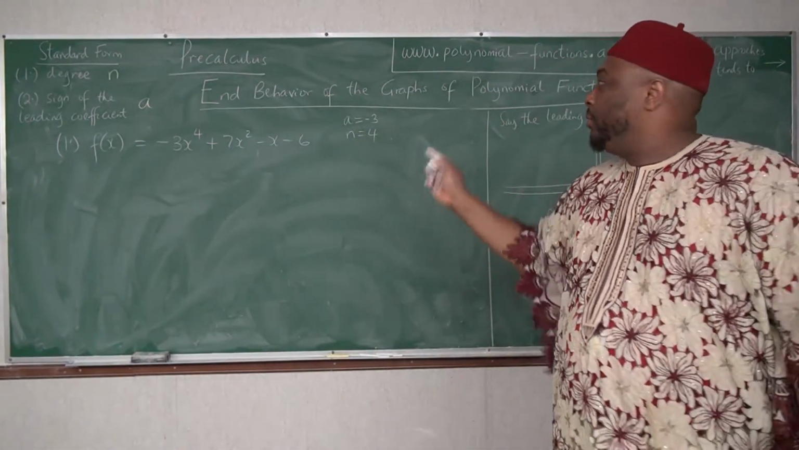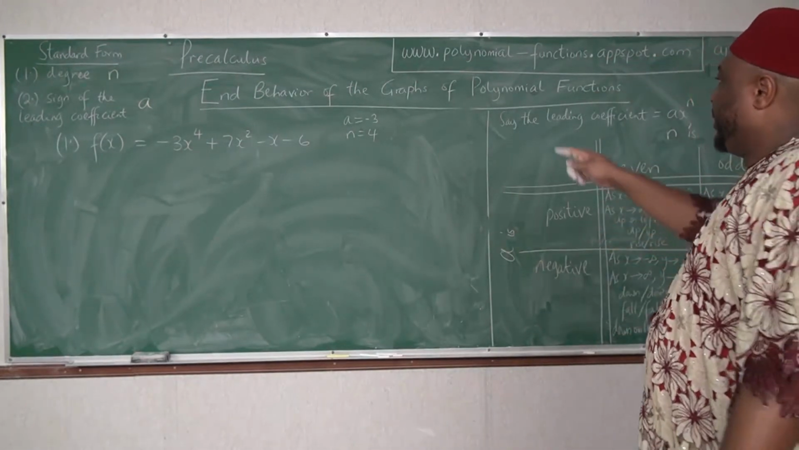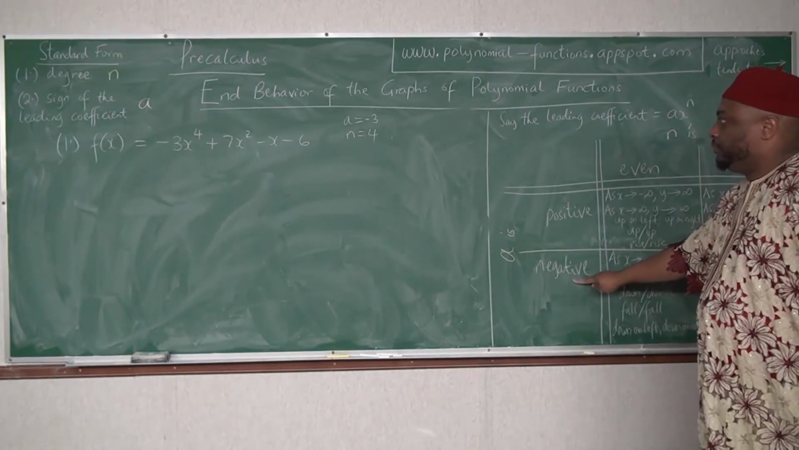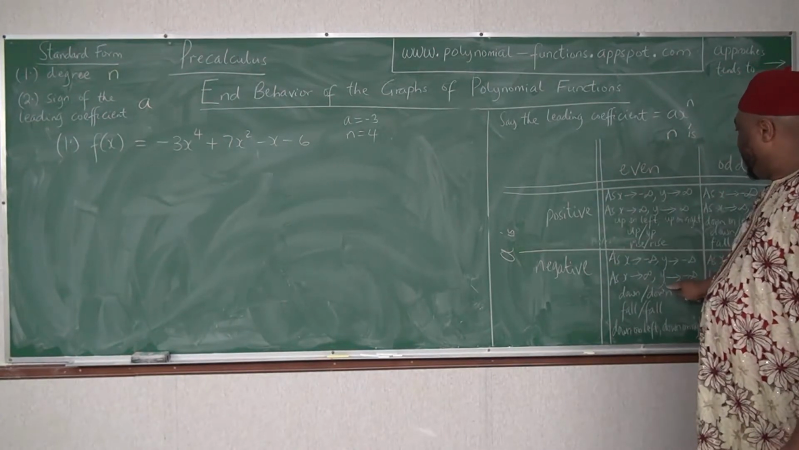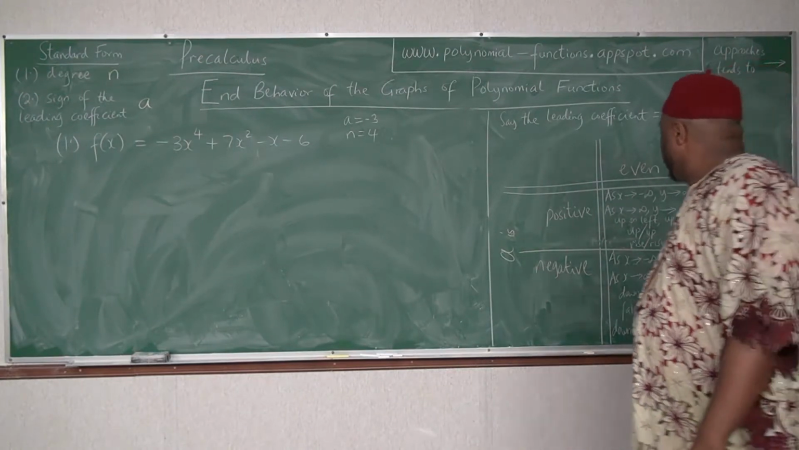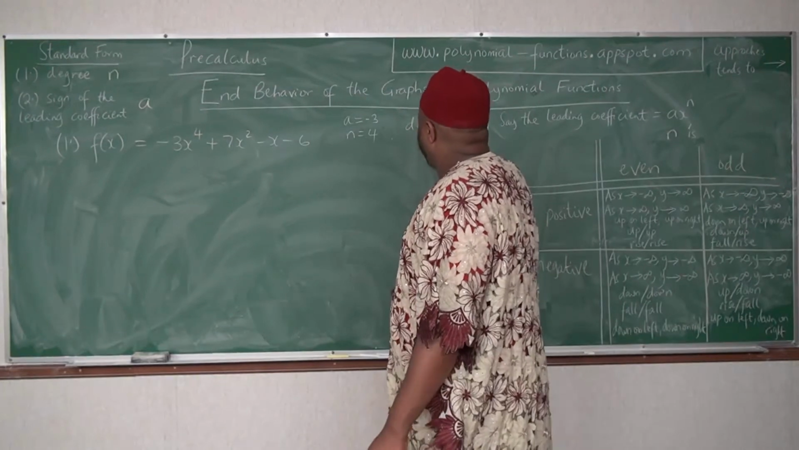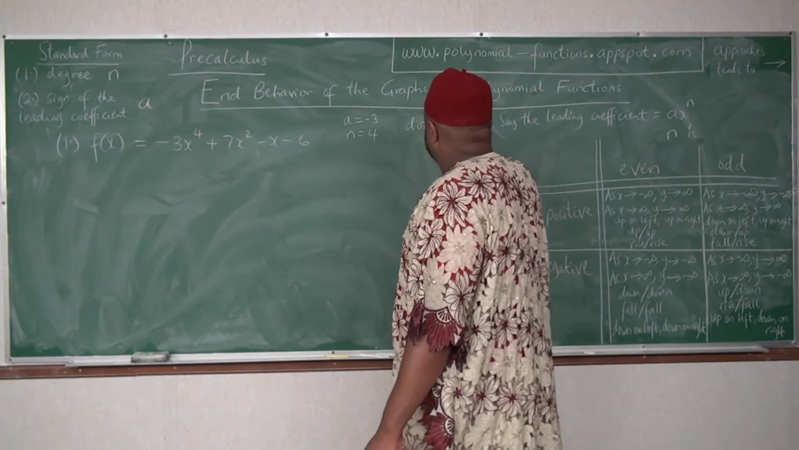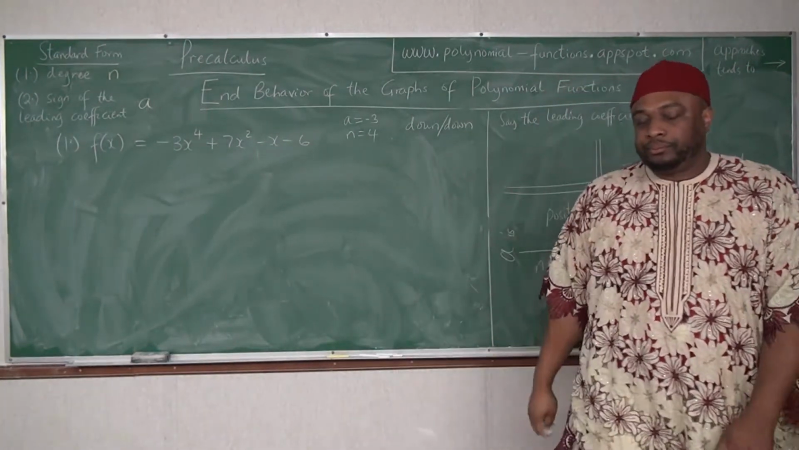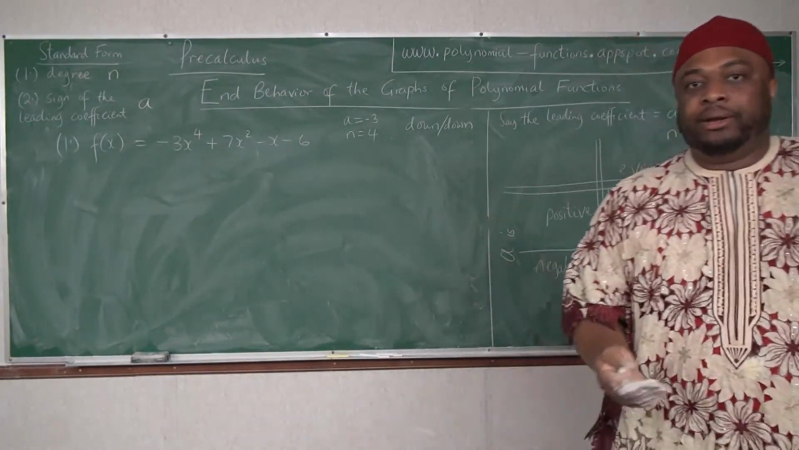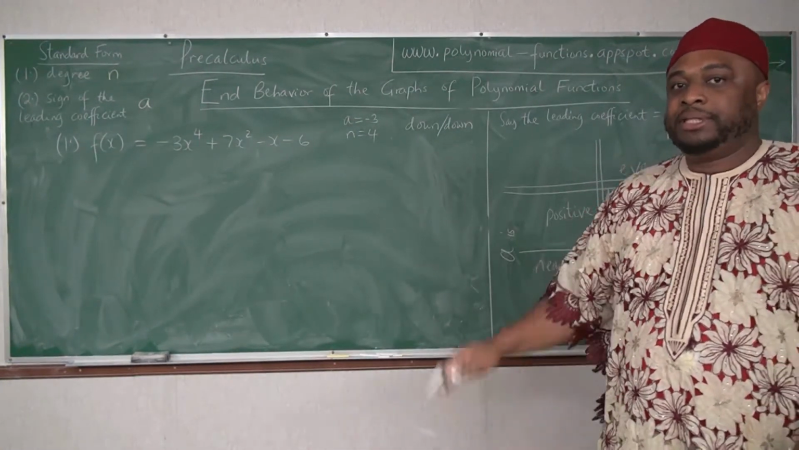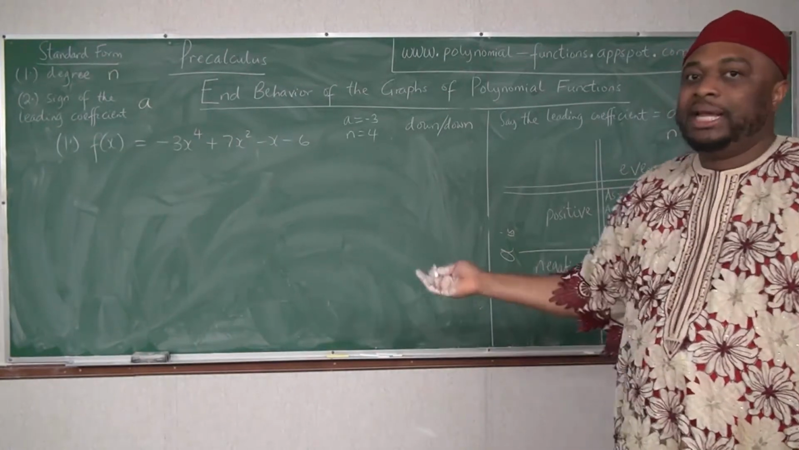Okay, so here you look for a negative leading coefficient and even degree, and that's this. So the end behavior will be down, down. If you go ahead and graph this in your calculator and check the ends of the graph, it's going to be down on the left, down on the right. That's the end behavior, that's it.